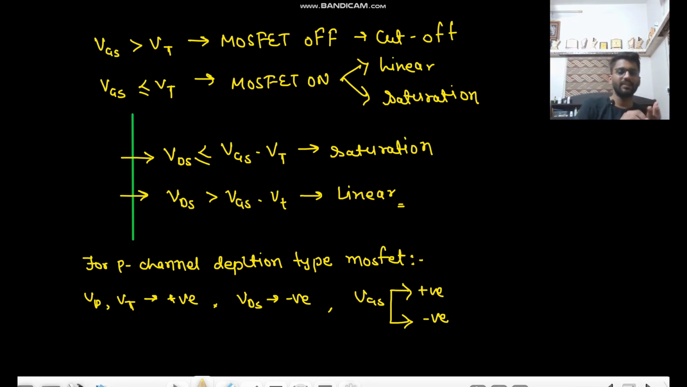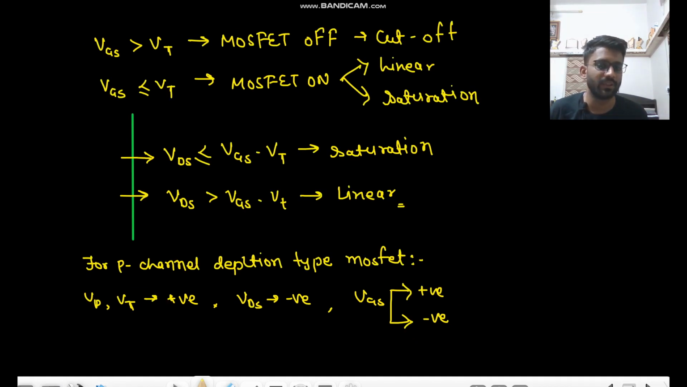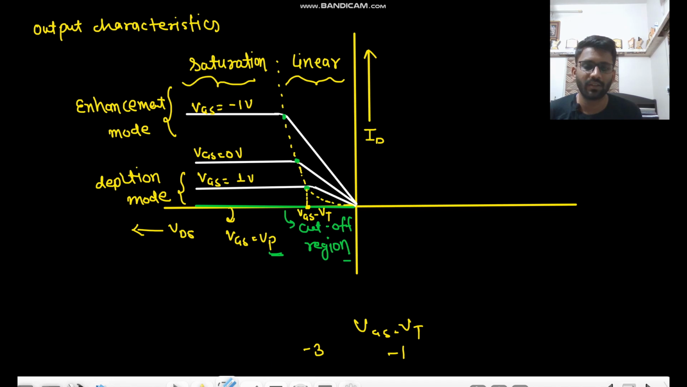And for P channel depletion type MOSFET, you can see VP and VT are positive, and VDS is negative, and VGS can be both positive and negative. But after a certain positive value of VGS, the current doesn't flow in the MOSFET. There can be current for VGS positive, VGS negative, and also for VGS 0. Even if there is no VGS, there can be some current if you have applied the VDS potential. So I hope you have understood it. This is the complete analysis of P channel depletion type MOSFET.